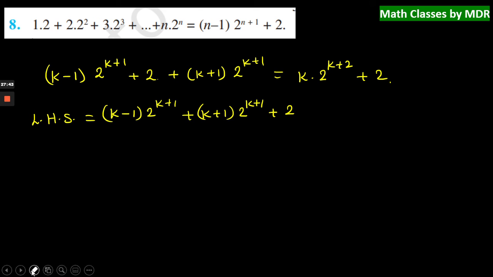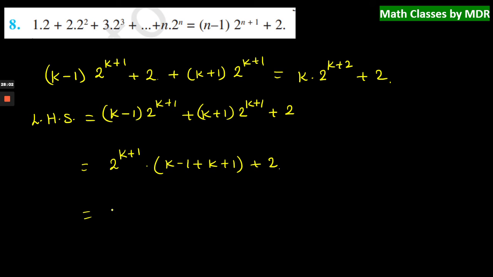Now let us simplify this. Let us take 2 to the power (k plus 1) common here, so that into (k minus 1 plus k plus 1), plus 2. This I can further write as 2 to the power (k plus 1) into 2k, plus 2. You can see here, k plus k is 2k and minus 1 plus 1 is 0. So here we have 2 to the power (k plus 1) into 2.